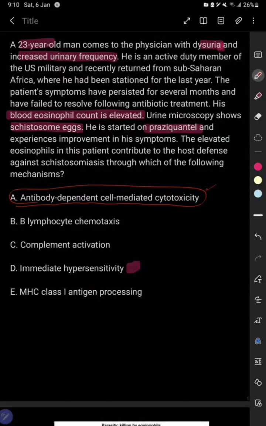First thing is eosinophils. How do eosinophils perform their functions? One is parasitic defense, by production of cytokines and major basic proteins, and that is antibody dependent cell mediated cytotoxicity. Another is the type 1 hypersensitivity reaction. This is actually a type 2 hypersensitivity reaction.